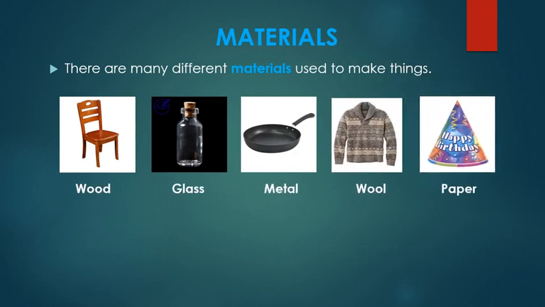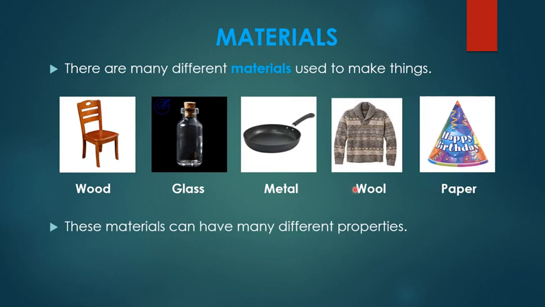The chair is made of wood, so the material is wood. The bottle is made of glass, so the material is glass. The frying pan is made of metal, so the material in this case is metal. Here the sweater is made of wool, so wool is the material. And the birthday hat is made of paper, so the material is paper.